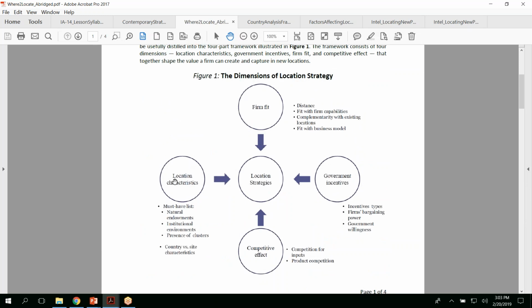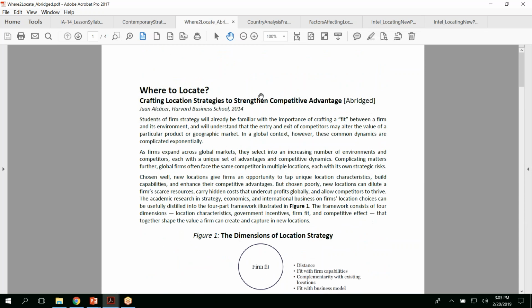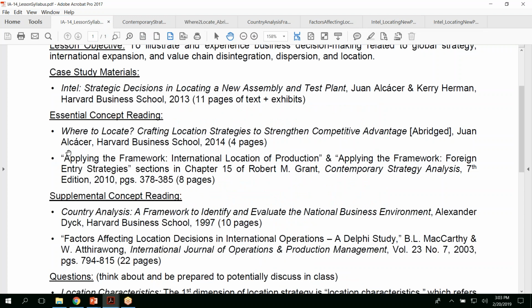The idea is looking at location characteristics, government incentives, firm fit, and competitive effect for looking at location strategies, which directly facilitates what we're doing in the discussion of the case study. Also, the other essential reading is a selection from their text by Grant, Contemporary Strategy Analysis.